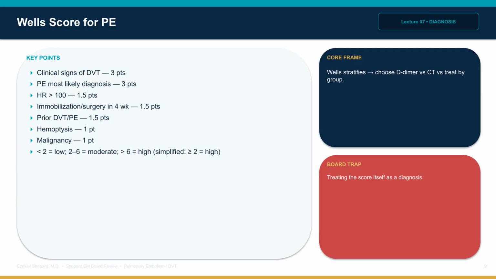The modified or two-tier Wells calls it PE likely if the score is greater than 4, and PE unlikely if 4 or below. The YEARS algorithm is the alternative. 3 items: clinical DVT signs, hemoptysis, PE most likely, with an adjusted D-dimer cutoff of 1,000 if 0 items are present. The board concept is using Wells to stratify, then choosing D-dimer versus imaging based on group.